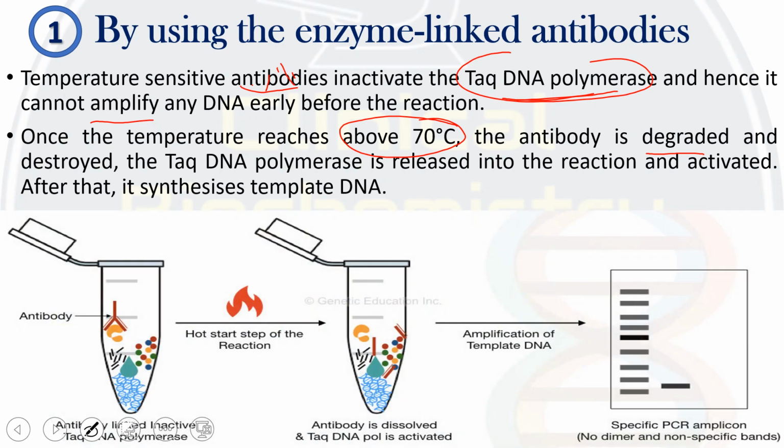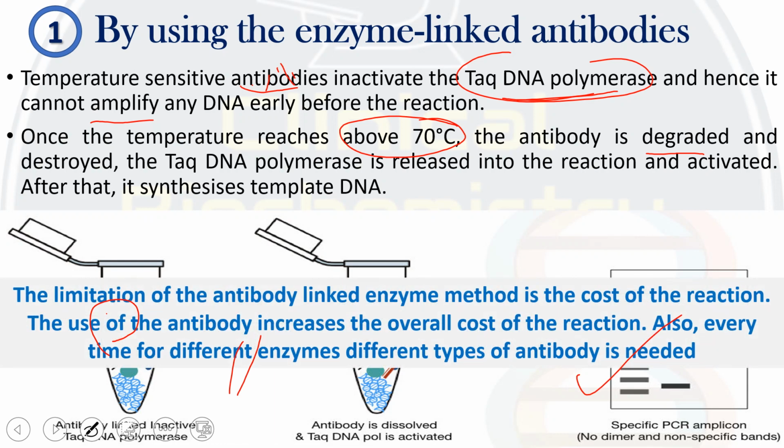In this case you can see that at a normal temperature this antibody binds with the enzyme Taq polymerase, so it is inactivating the enzyme. Once the heating process happens, this antibody will be degraded and our DNA polymerase becomes free. As DNA polymerase becomes free, it becomes active, and then polymerization will take place.